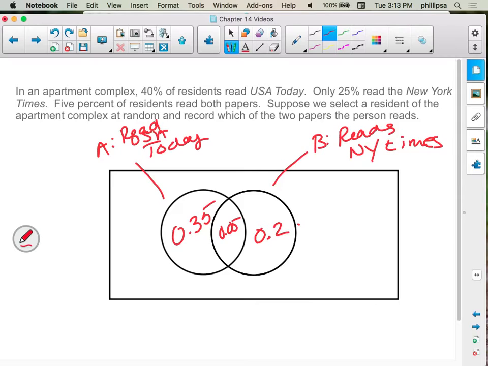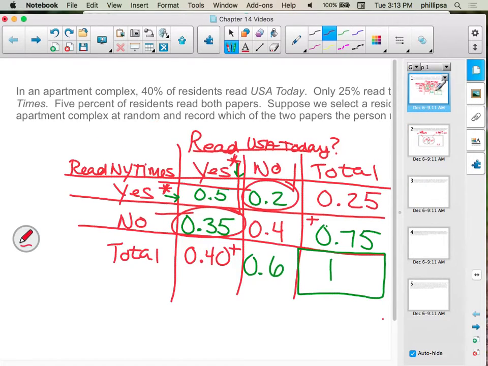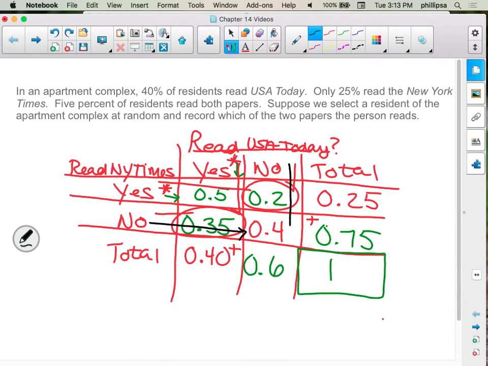Right? And so now at this point you can figure out who the no is just by adding and then subtracting out and figuring out that it's 0.4 in the null set, okay, who's not accounted either way. So you can find that also from the two-way table, so that's people who do not read New York Times and do not read USA Today.